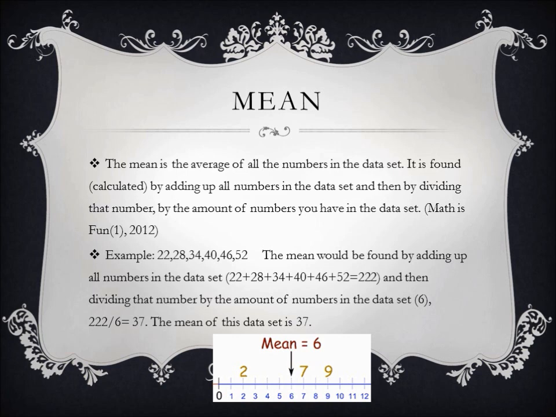Let's say, for example, in your data set you have 22, 28, 34, 40, 46, and 52. The mean will be found by adding up all numbers in the data set. As you can see, we received 222 by adding up all 6 of those numbers and then dividing by the amount of the numbers in the data set. 222 divided by 6, the amount of numbers in the data set, is 37. Therefore, the mean of this particular data set is 37.